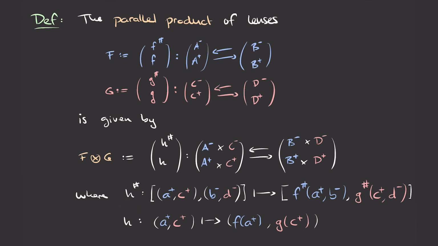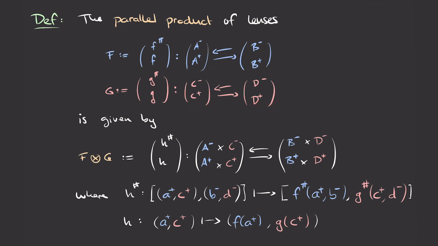So h sharp has to be a map that goes from A plus times C plus times B minus times D minus to A minus times C minus. An element in the domain of this function looks like this. It's a pair of pairs, and the first pair contains an element small a plus, comma, small c plus, and the second pair contains an element small b minus, comma, d minus. The way I've color-coded it to indicate where these elements are coming from, the blue elements are coming from things in F, and the red elements are coming from things in G.